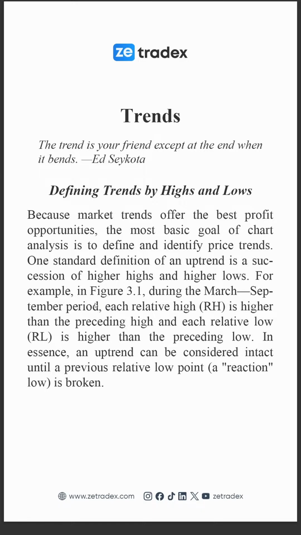Now we move on to trends. Defining trends by highs and lows: market trends offer the best profit opportunities, and the most basic goal of chart analysis is to identify price trends. One standard definition of an uptrend is a succession of higher highs and higher lows. For example, on the next page, during the March-September period, each relative high is higher than the preceding high, and each relative low is higher than the preceding low. In essence, an uptrend can be considered intact until a previous relative low point of reaction is broken. Next page, please.